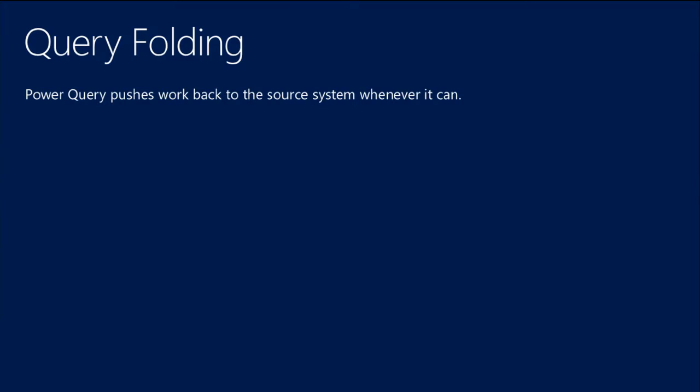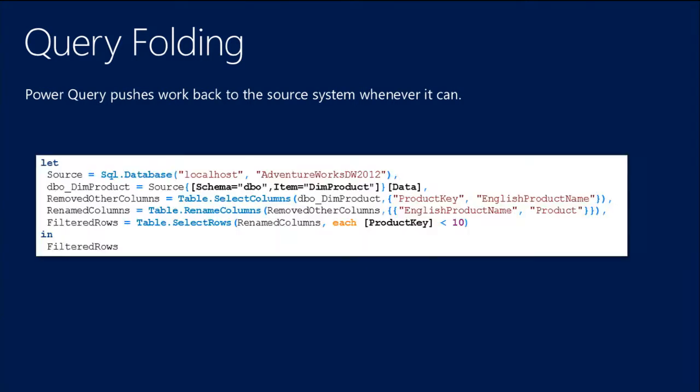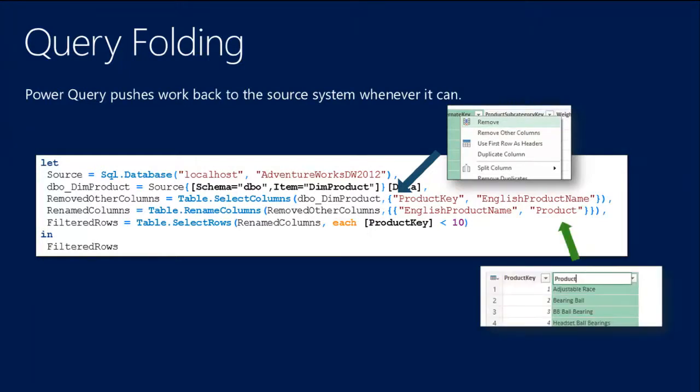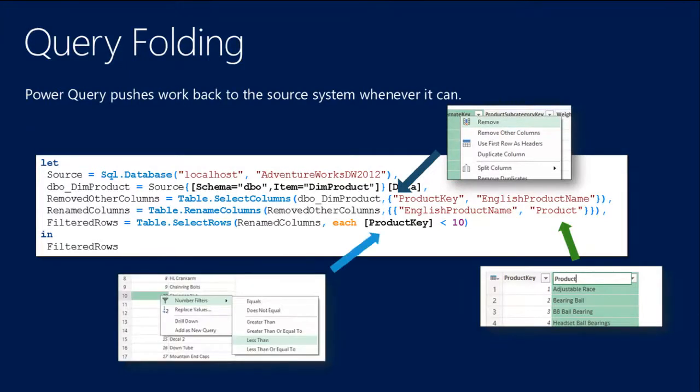Okay? And this is the process we call query folding. So in this example here, we are connecting to a SQL database, AdventureWorks, and we're selecting DimProduct. We then select two columns, and then we remove some columns here. So the transformation I'm doing here is actually selecting my columns. That was the equivalent of that line. And then I rename one of the columns, the product column, and then I add a filter. So I'm adding a filter on the product key.